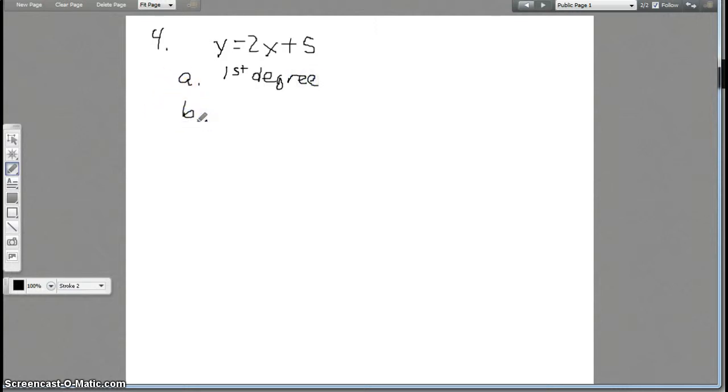Okay, part B asks what kind of function it is. Well, anytime you have a first degree equation, it is going to be linear. So you'll write linear for that part. Part C, what sort of graph does it have? Well, all linear equations have a straight line for their graph. So this answer is going to be straight line. And then part D gives you a table and says to copy and complete the table for the function. So I'm going to pause this and put this up on the board for you.